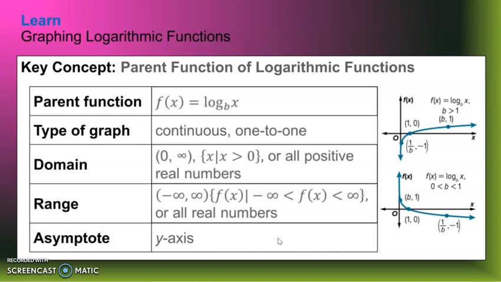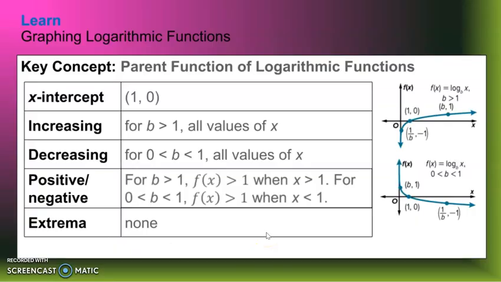Now for exponential functions, the domain was all real numbers and the range was y is greater than 0. Now they're just switched because they're inverses. And our asymptote is the y-axis, or you can think of it as x equals 0. We have an x-intercept instead of a y-intercept. So the x-intercept would be (1, 0).